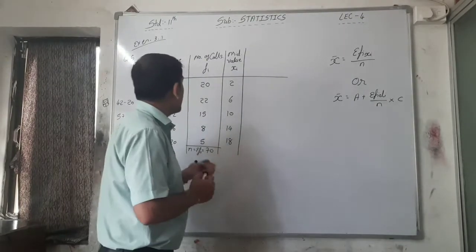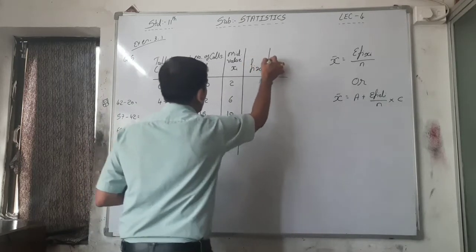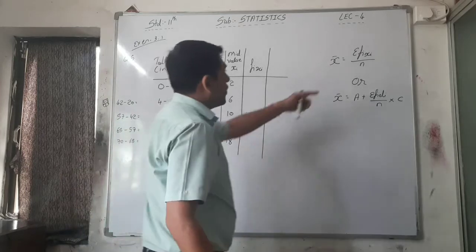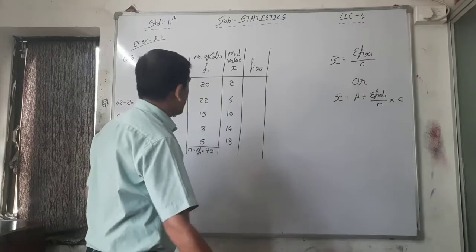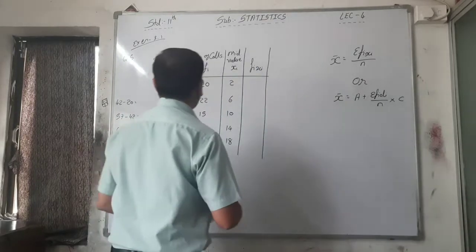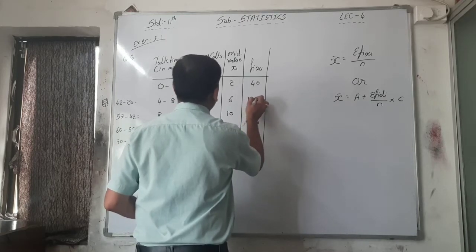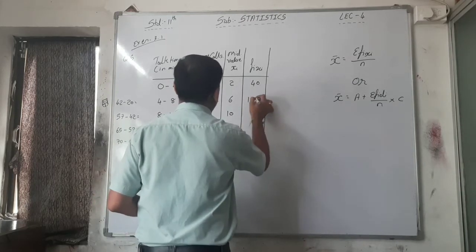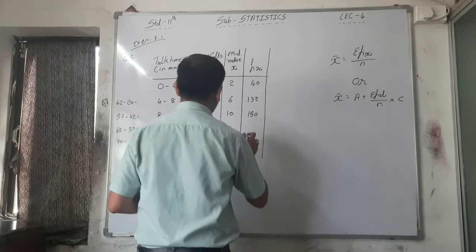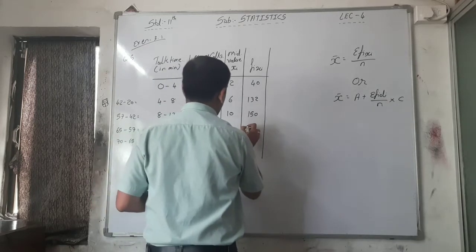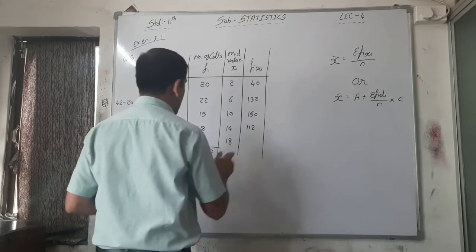Now we will continue with this fi xi. Only one thing we have to find out here, because in the direct method we want sigma fi xi, nothing else. So the multiplication of this, see here, 22 into 2, that is 44, then 132, then 150, then 112, then 90.